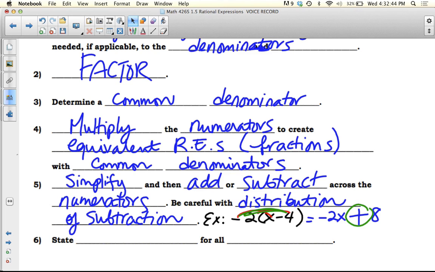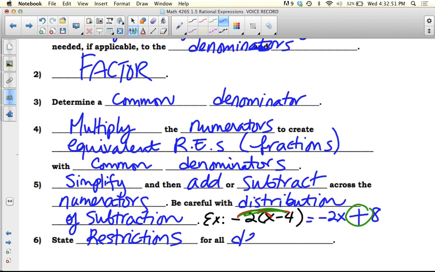And finally, state restrictions for all denominators. Because in adding and subtracting, your restrictions are only coming from your denominators, unlike when you're dividing rational expressions.